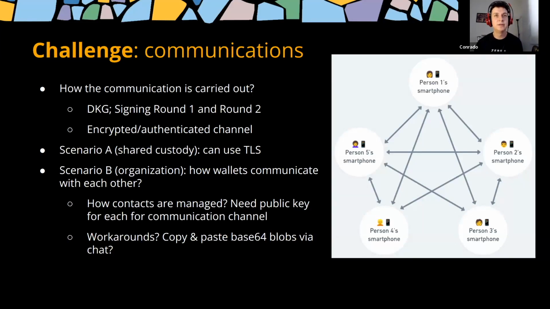So in this particular scenario, we need an authenticated encryption channel, and that requires public keys and managing contacts. You have to have some mechanism to register: here's Alice, and here's her public key; here's Bob, and here's his public key. So wallets will need this kind of annoying but necessary contact management to bootstrap secure communications.